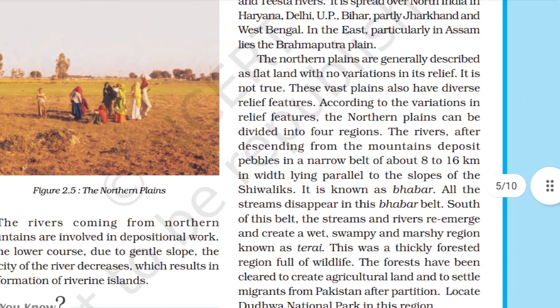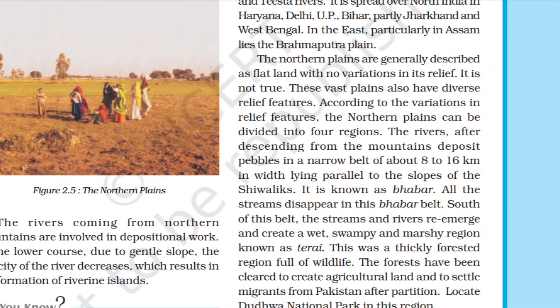The northern plains are generally described as a flatland with no variation in its relief. It is not true. The vast plains also have diverse relief features. According to the variation in the relief features, the northern plains can be divided into four regions.